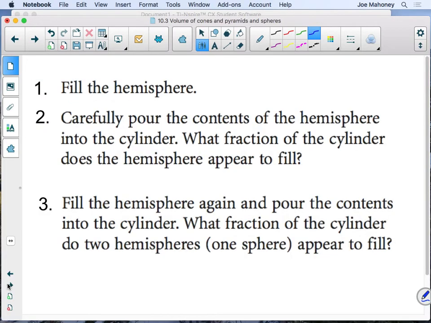We're going to proceed the same way. We're going to take our sphere and make a hemisphere. We're going to take half of it. We're going to pour the contents of the hemisphere into the cylinder. And it looks like the cylinder is about 1/3 full. So if we fill it again, now we've poured a whole sphere into it. It looks like it's 2/3 full.